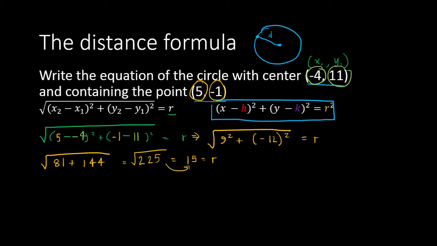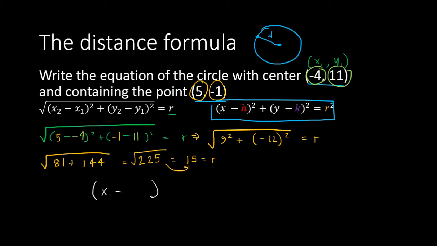Notice that I know I'm only taking the positive root, right? It's not plus or minus 15, it's just positive 15, because radius is a distance, and we can't have negative distances. So great, I just found that my radius is 15, but I'm not done yet because I need to write the equation for this circle.